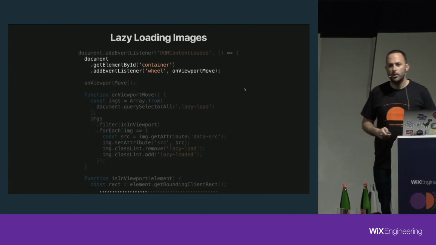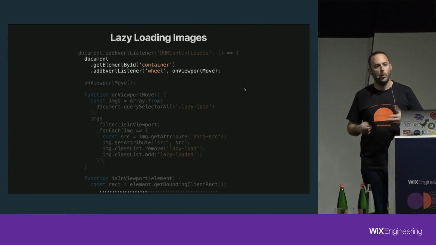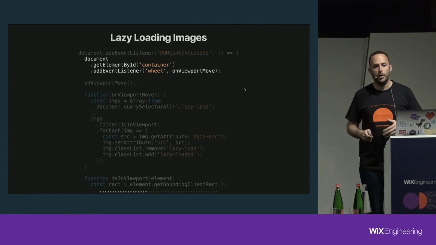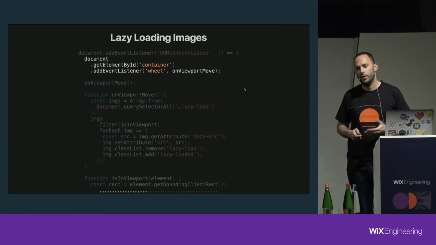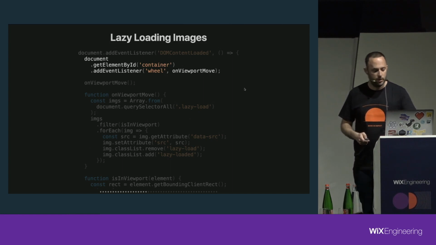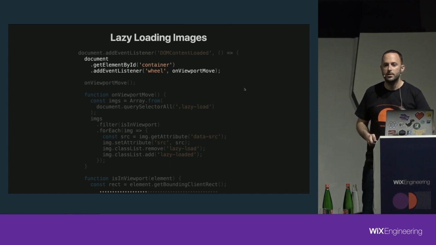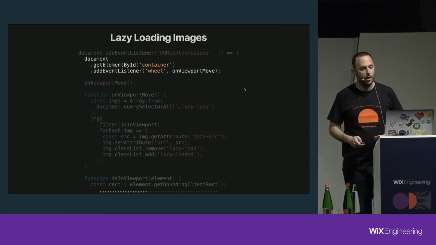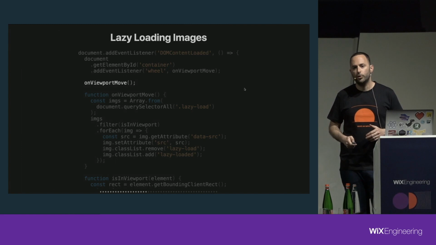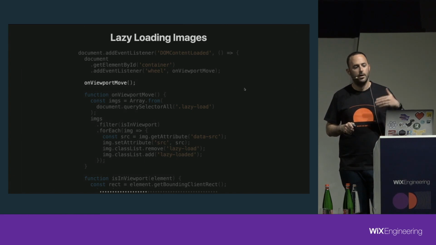The first thing we would do is add an event listener for the wheel event. And when that is triggered, we're going to call the onViewPortMove function. Why the wheel event? Because when I'm using my Mac here and I'm scrolling down, this is the event that is triggered. We're also going to be calling onViewPortMove synchronously immediately because we want to download the images that are above the fold even without the user still having a chance to scroll.